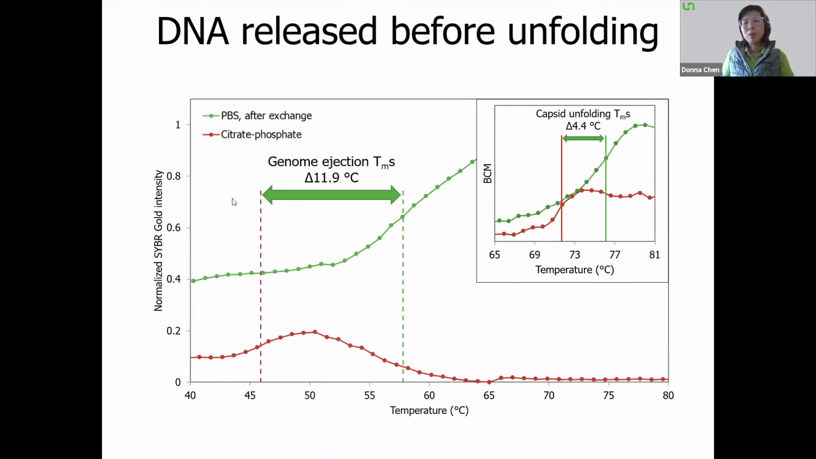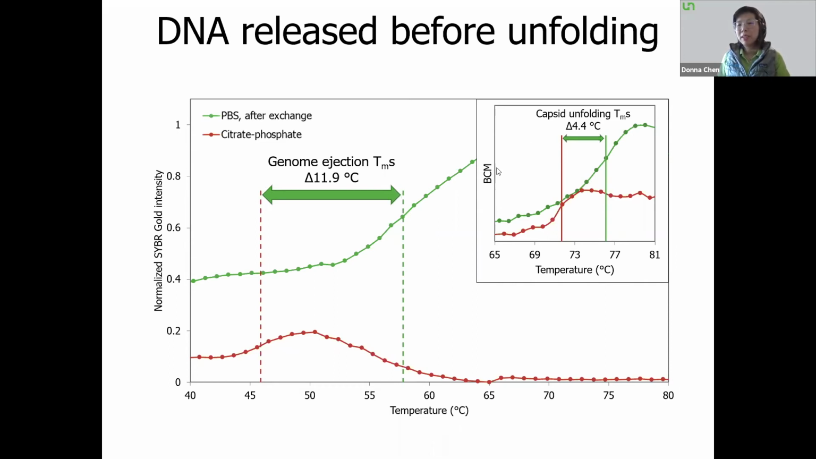And during the same thermal ramping experiments, we can actually look at the genome release timing on the AAV. We're going to focus on citrate phosphate buffer here, so we can take a closer look at how this buffer is impacting the AAV by comparing it to our PBS control. So in here, we can see the genome is released quite early at around 46 degrees in the citrate buffer, in this red line here. And on the PBS control, it's released much later, with a temperature difference of 11.9 degrees.